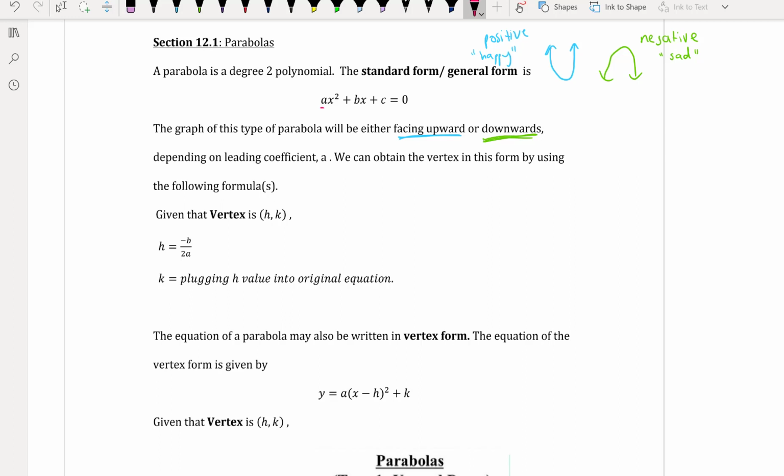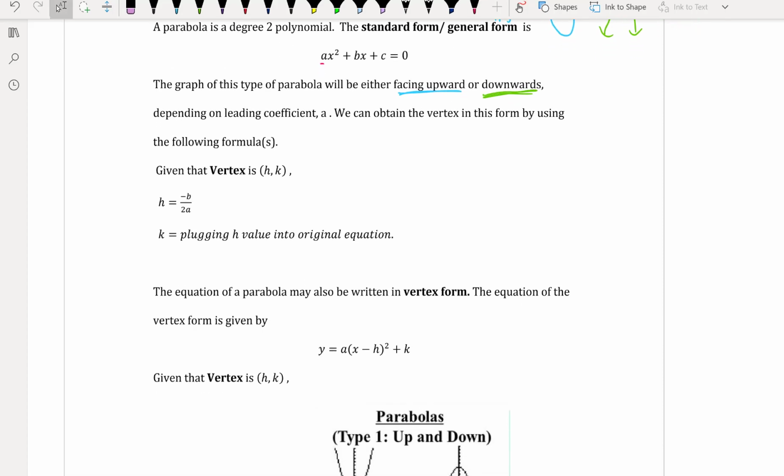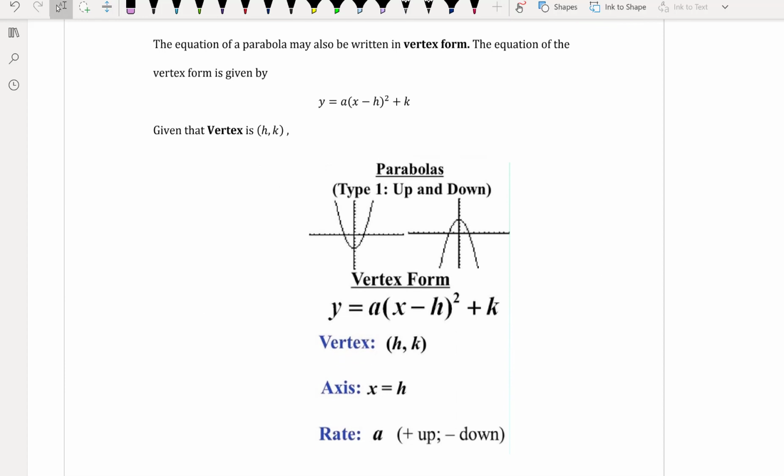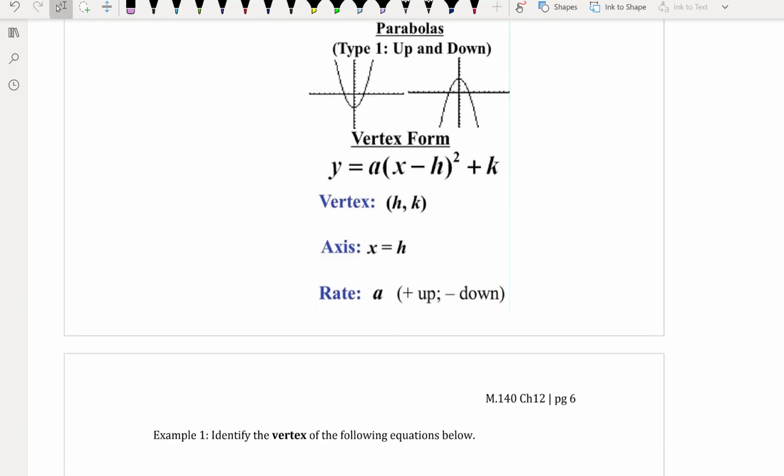And the vertex we can obtain by using the formula negative b over 2a. That gives us our h value of the vertex. And for k, we plug that h value into the original equation to figure out what that k value is going to be. The equation of a parabola may also be written in vertex form. This is a lot easier to graph. So here, if I write it in vertex form, I know that the vertex is h and k. So this is what it's going to look like. And again, that a value tells you whether it's going to be positive, facing upwards, or negative, facing downwards.